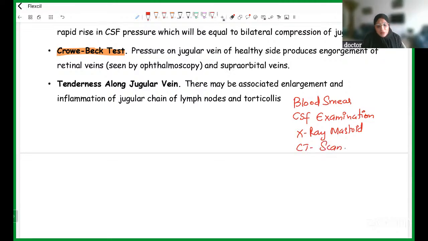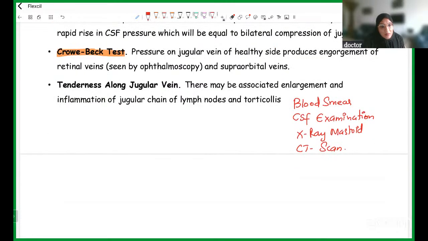So now remember that it's more than enough if you write all these symptoms. If you don't remember anything, and if you think that you missed any point, you can just add a heading called investigation, and just write that you have to do a blood smear, you have to do CSF examination, you have to do an X-ray of the mastoid, or you can do a contrast CT scan to see if the patient is having thrombosis or not.